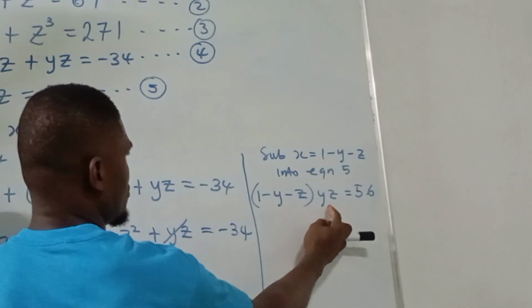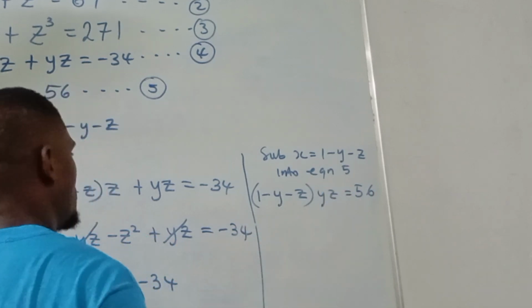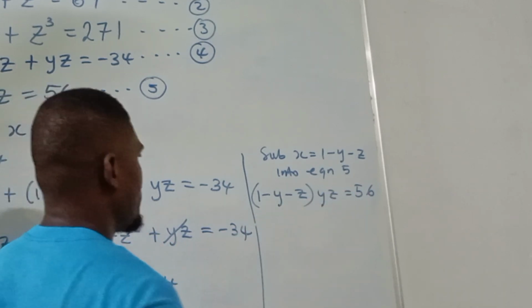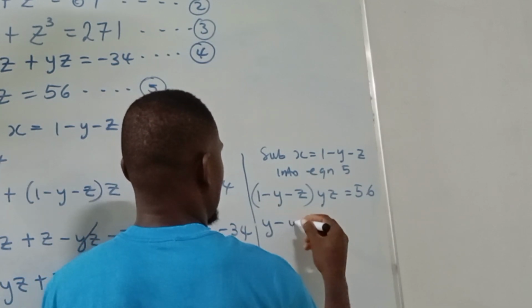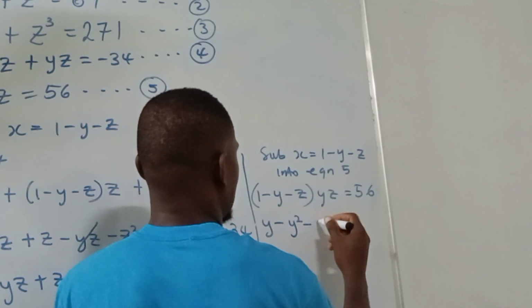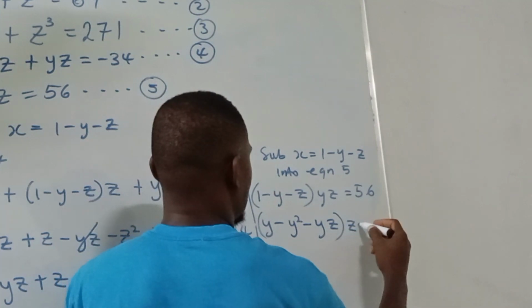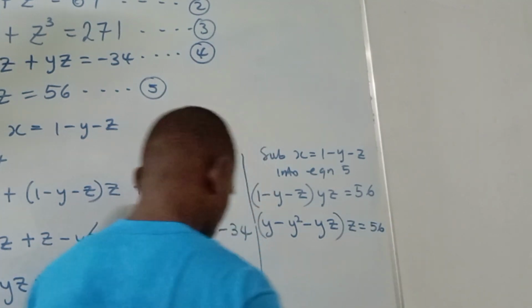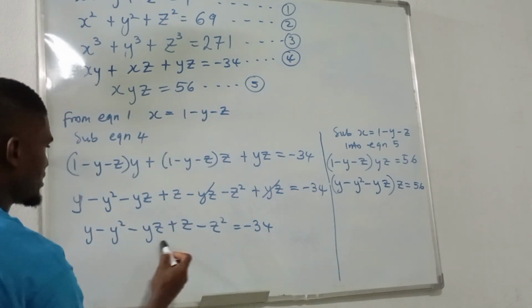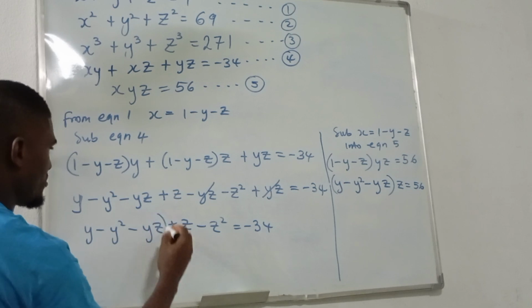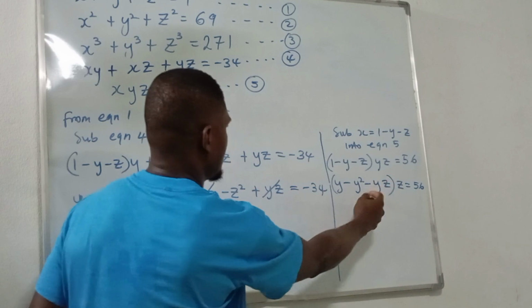Alright, so here I'm just going to multiply y into this equation. I can also multiply only x into the equation, but let's multiply y. If you multiply y into the equation, we're going to have y minus y squared minus yz, and then we have z outside equals 56. Now this equation here is the same as this equation up to this point. Let me bracket it.